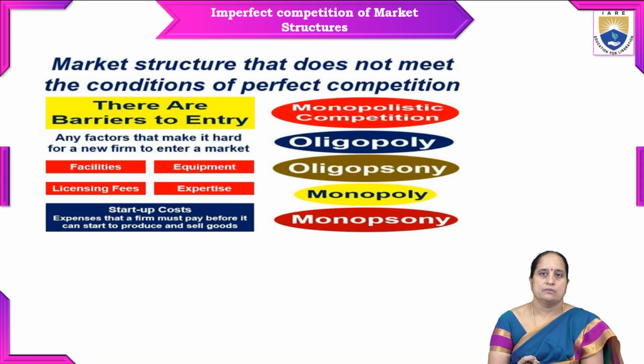So based on imperfect competition, there are types where mainly we have to discuss the buyers and sellers: monopolistic competition, oligopoly, oligopsony, monopoly and monopsony. Here we are going to study about the sellers as well as the buyers.